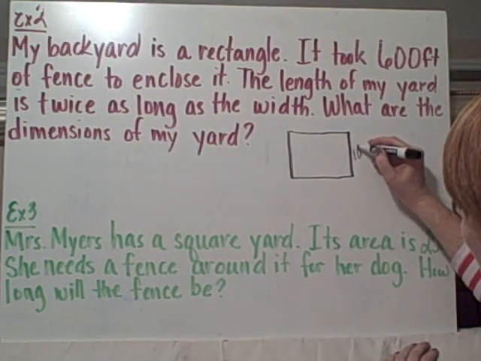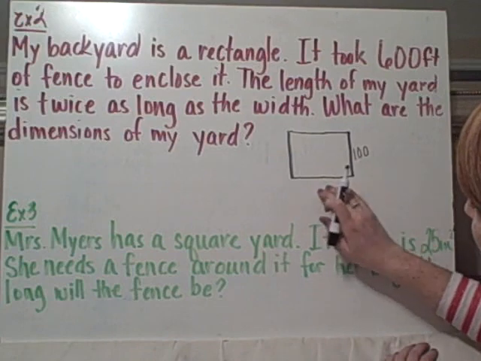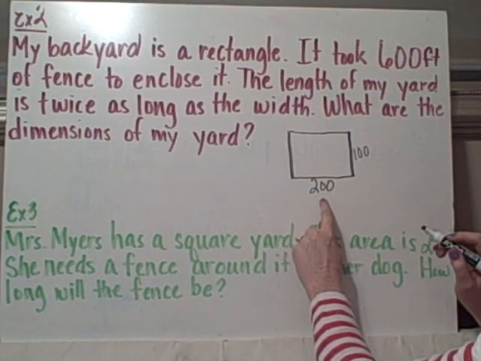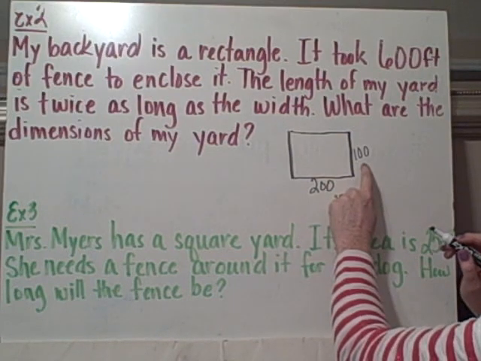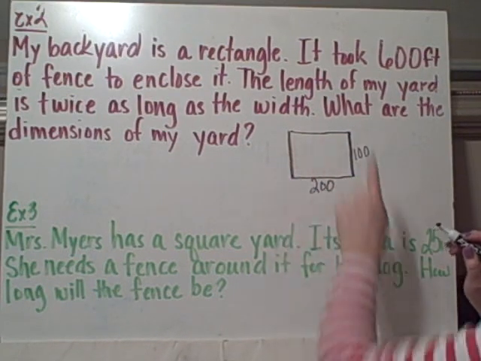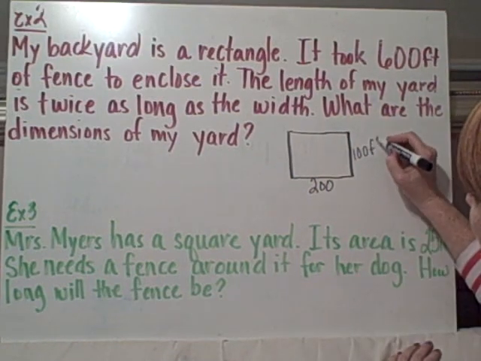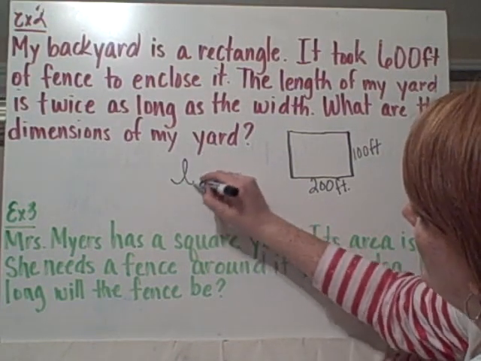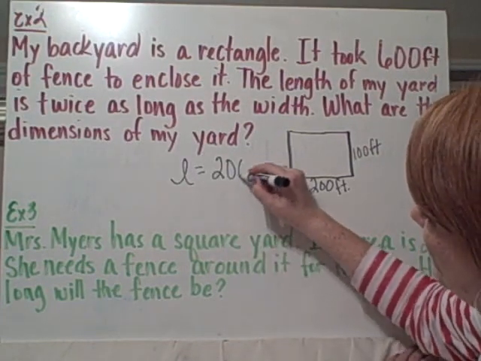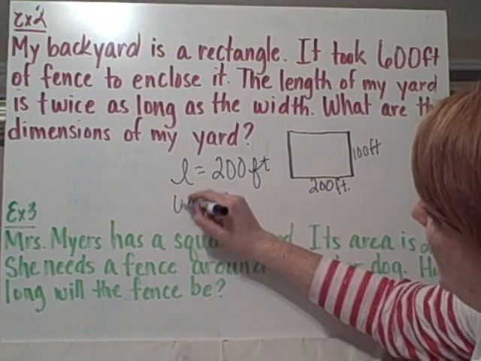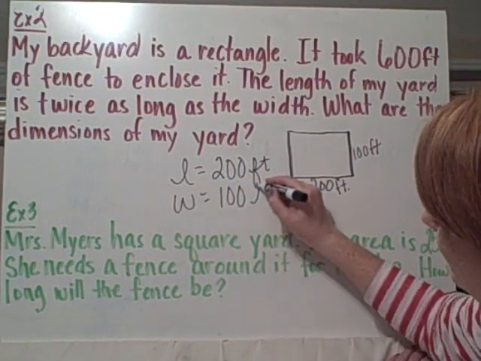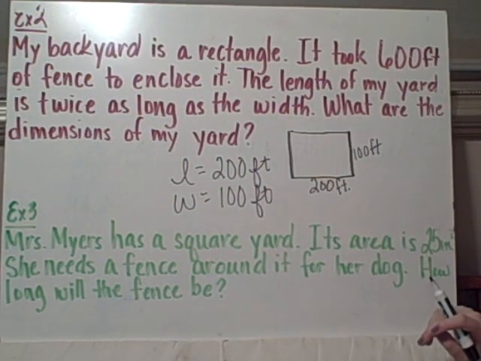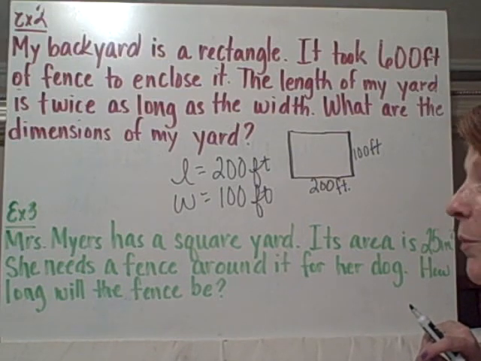So if this is 100, 2 times this would be 200. So if the length and the width of my rectangle backyard are 200 and 100, if I add them all up, I will get the 600 feet that it took to enclose my backyard. So the dimensions, length is 200 feet, width is 100 feet. And you'll notice when we talked about the perimeter, we didn't square anything. We're not looking at the area, we're looking at the perimeter.